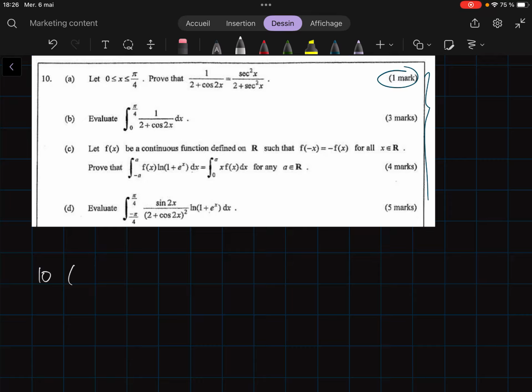Part A. Proving this identity should be pretty straightforward. Where do we start? Hmm. I am going to start this with two cos squared minus 1, and we shall see what happens.